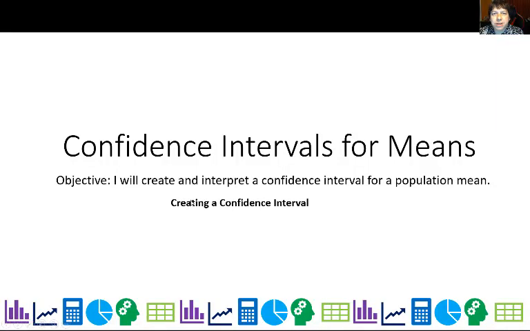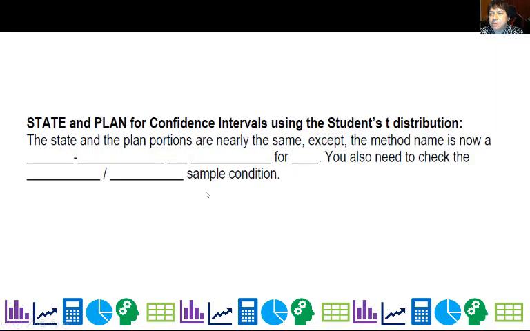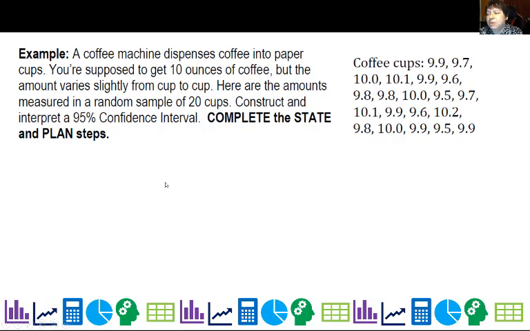Now we're going to look at creating a confidence interval for sample means. So the state and plan, first of all, our name for our method or a test is a two-sample t-interval for mu. Now remember, you also need to check the large normal sample condition. So those are how things have changed from the tests that we were doing before, or the confidence intervals. So we're going to complete the state and plan steps for this example.